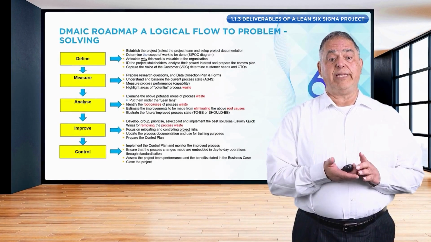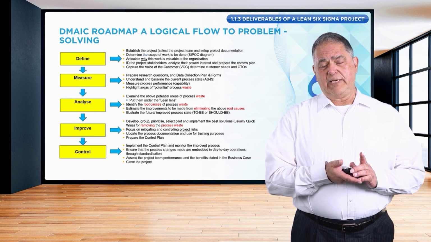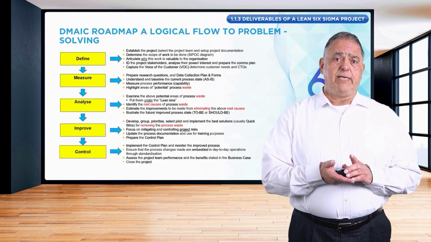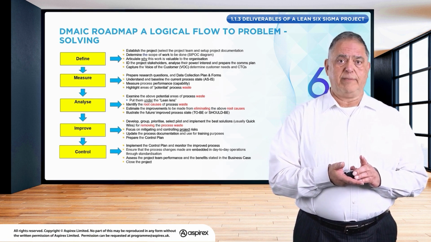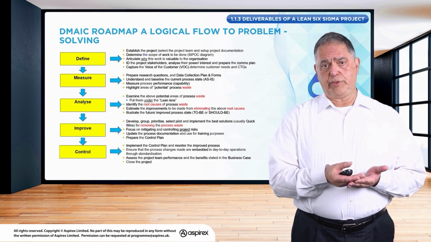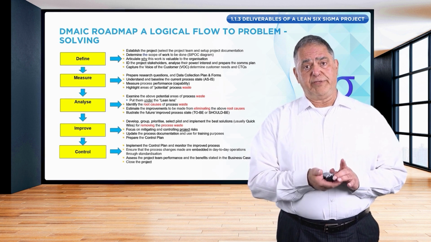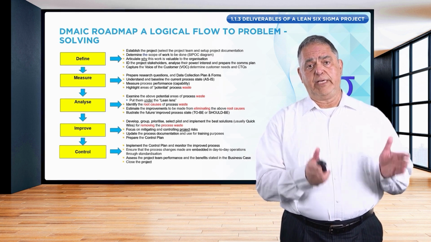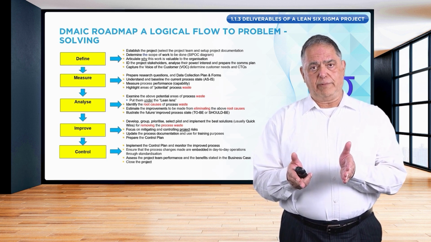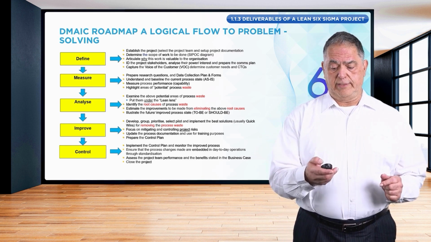We'll continue with deliverables of a Lean Six Sigma project. What we have to remember is that a Lean Six Sigma project, a DMAIC project, is an investment. So the business is investing time, money, and other resources in order to solve a business problem. And what is very important is at the end of each stage of DMAIC, we make sure that all the correct deliverables have been created and they are up to the required standard.